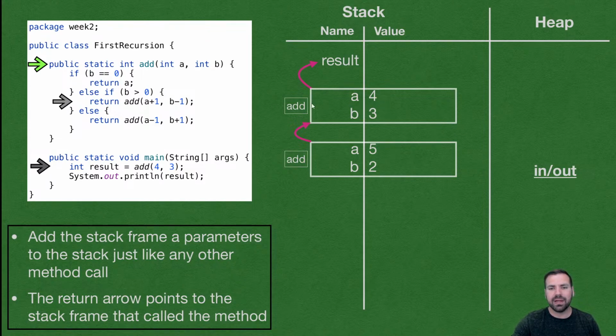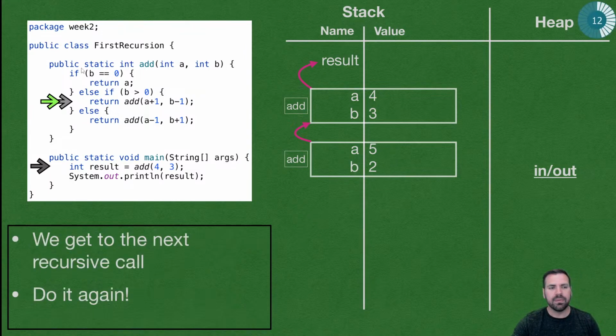Now this stack frame is still sitting right here waiting for its return value. So we still have a stack frame that's sitting right here. We still have the main stack frame that's sitting right here. And we have the active stack frame on the top of the stack that's starting the method over again with new values for its parameters. And then we're going to run through again.